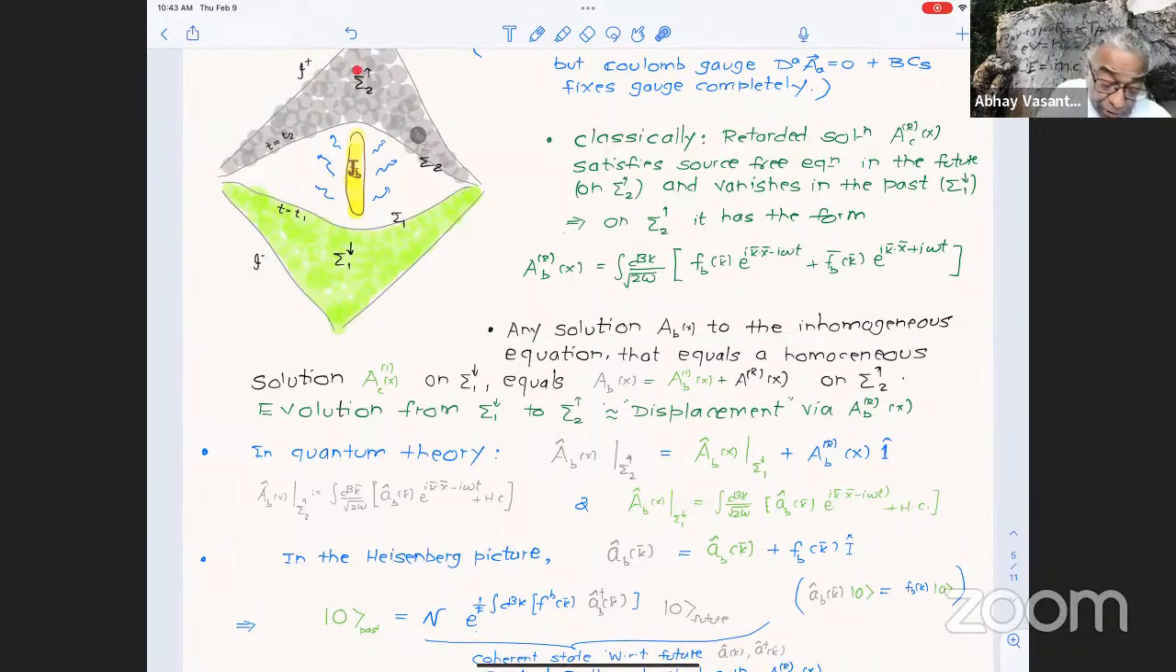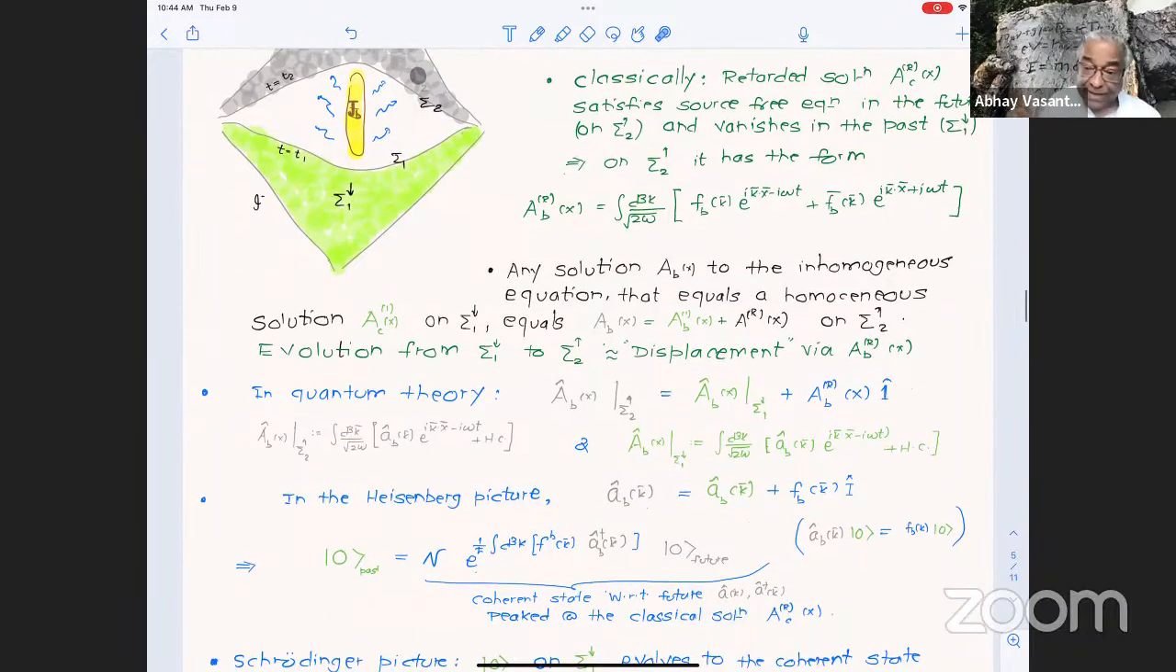And again, I got a solution to the homogeneous equation, which is the gray up here. So the future solution is equal to the past solution plus the retarded solution. So this is something that is obvious. That's what is happening up here. And therefore, the evolution from this region to this region corresponds to displacing the past solution, adding to the past solution, retarded solution. So it's called displacement of the solution via the retarded solution up here.